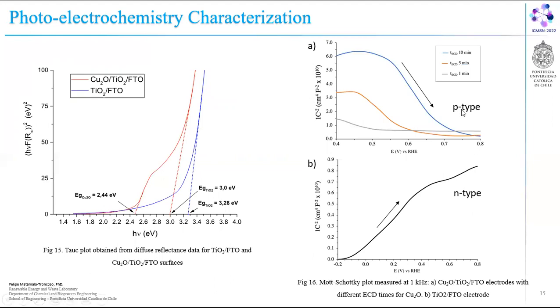With Mott-Schottky analysis, we study the p-type or n-type behavior of the semiconductor on the surface and the flat band potential. If we compare the results, we can observe a positive slope for the titanium oxide, relative to n-type behavior. In this figure, we can observe a negative slope in the surface with cuprite, which is relative to p-type behavior, which will favor performing the reduction reactions on the surface.